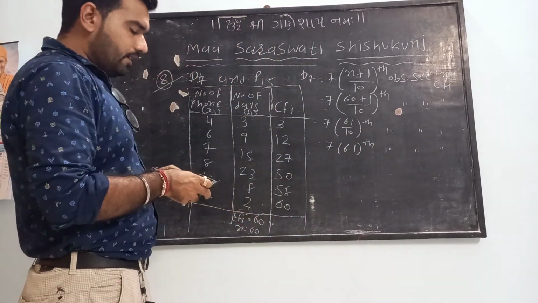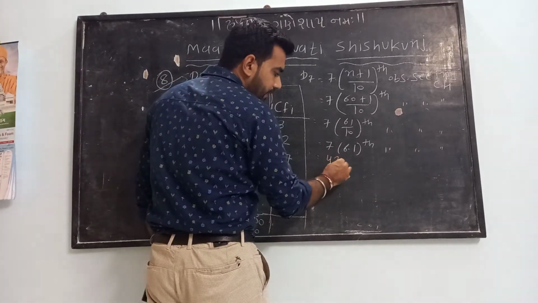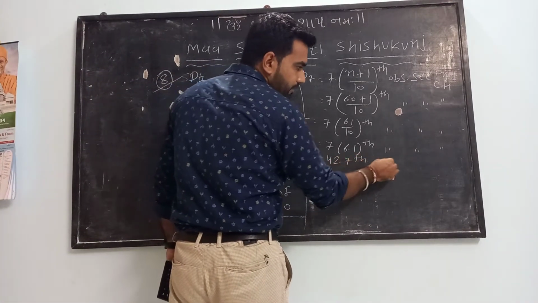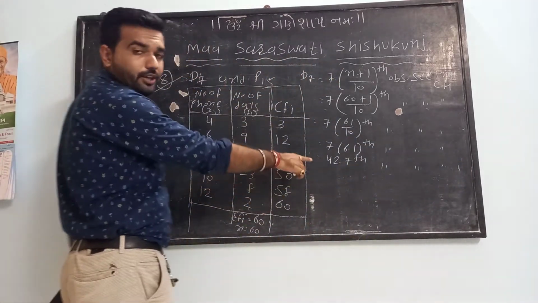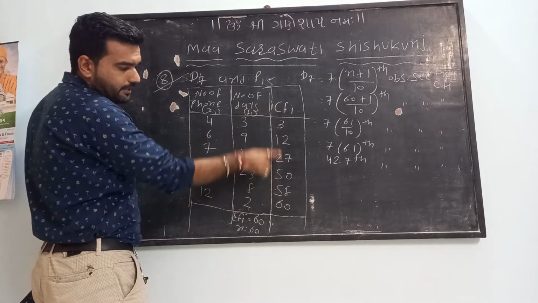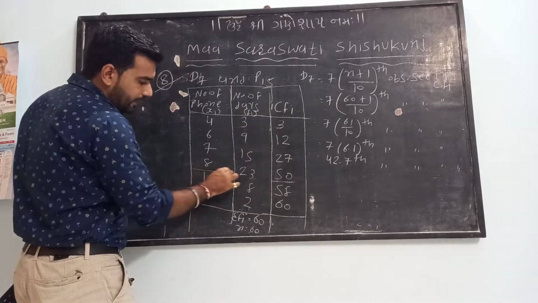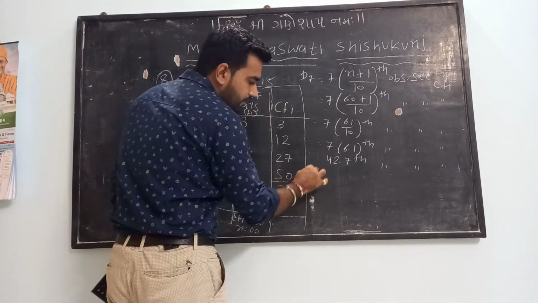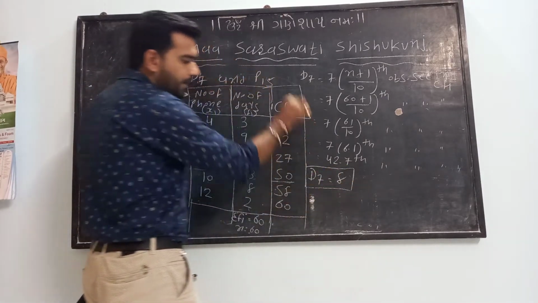So 7 multiply 6.1, here it is 42.7 observation, see in CFi. So here we have seen 42.7. Our answer 42.7 lies in 50. So the observation there is 8. So D7 means the 7th decile, and the answer is 8.